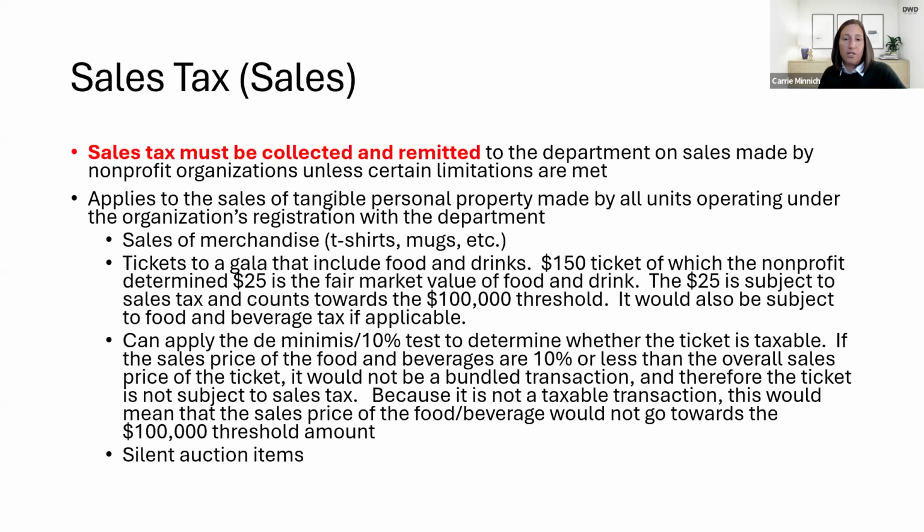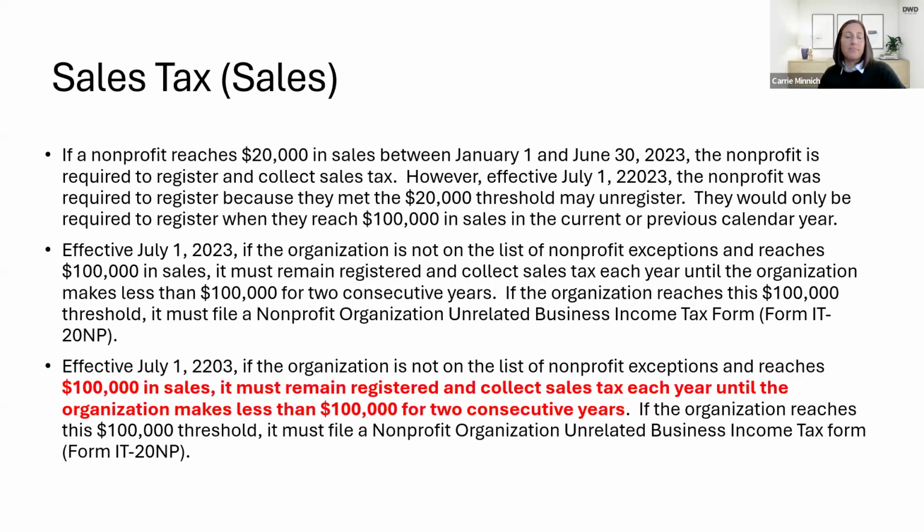Now, however, there are some exceptions. Prior to July 2022, there was a 30-day rule. If you sold an item for less than 30 days during the year, you did not have to collect sales tax. That changed. Then they said if you reach $20,000 in sales, then you have to collect sales tax. And then they said, okay, we're going to change that again. We're going to do $100,000 in sales.